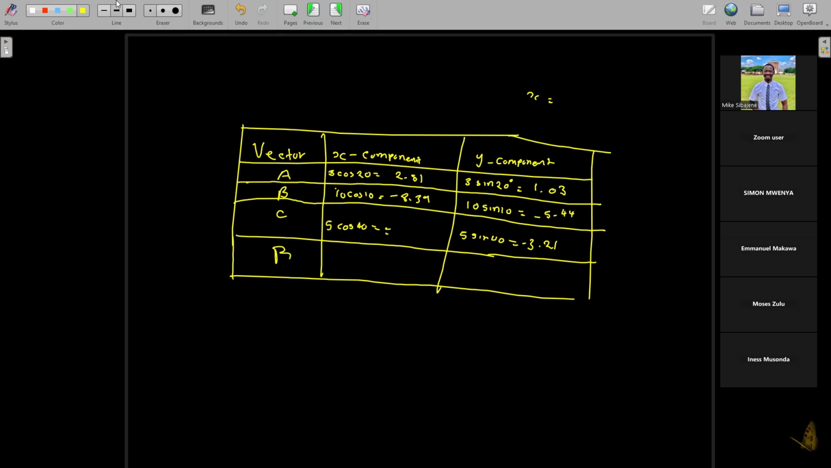Try to punch again and see what you get. I said 5 cos 40. What are you going to get? It's negative 3.33. Okay, so it's negative 3.33, isn't it? Yes. And for cos, 5 cos 40 is negative 3.33.